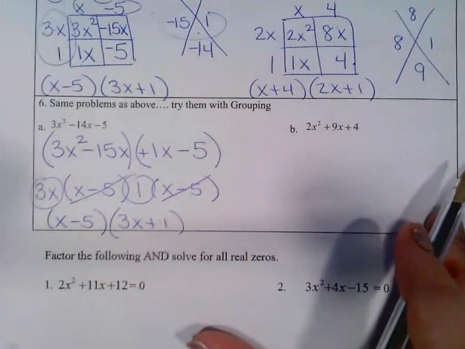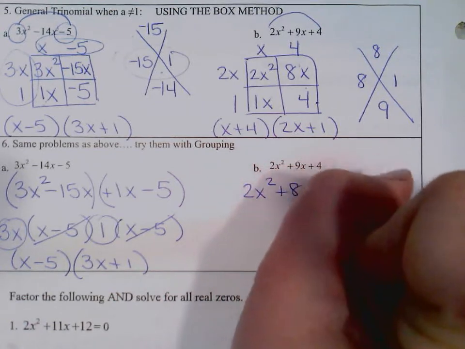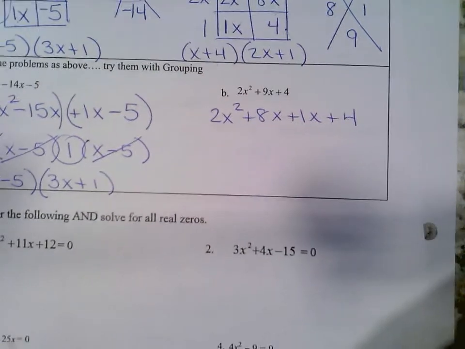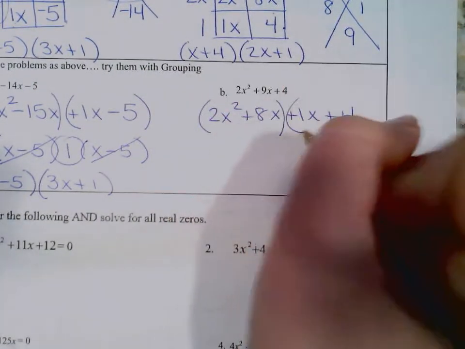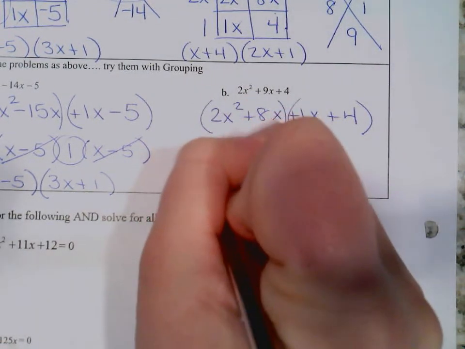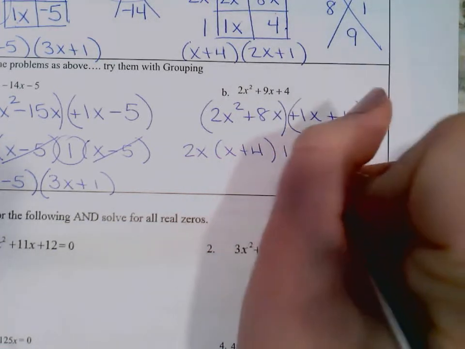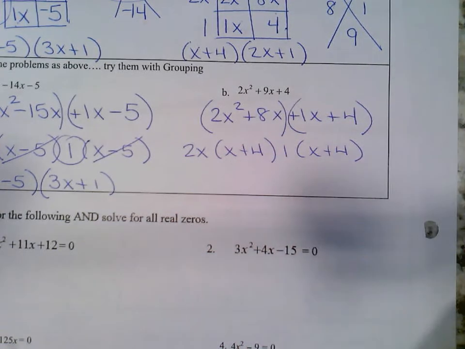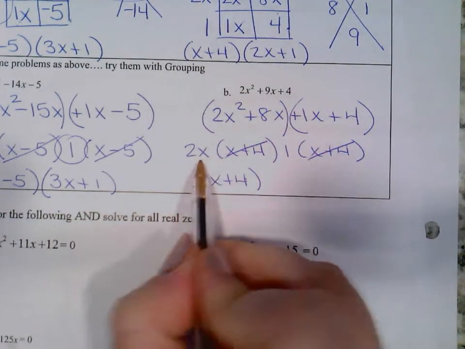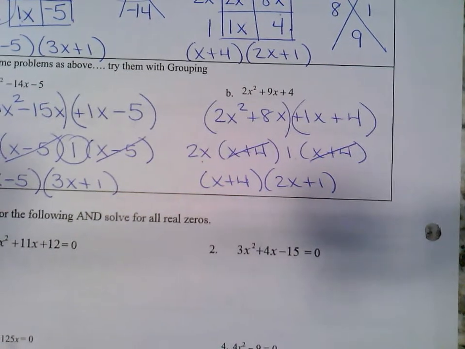So if you were going to write out part B the same way, you'd have 2x squared plus 8x plus 1x plus 4. See if you can finish this one by grouping yourself and then come back and check the video. Greatest common factor is 2x times x plus 4. Greatest common factor is 1 times x plus 4. The x plus 4's come out, and I'm left with 2x plus 1, which is the same answer that I got up here. I should get the same answer.